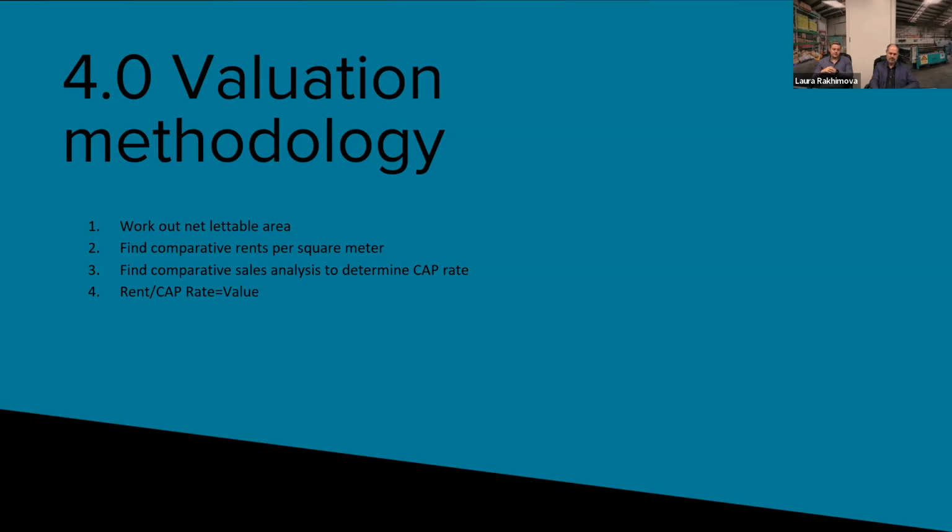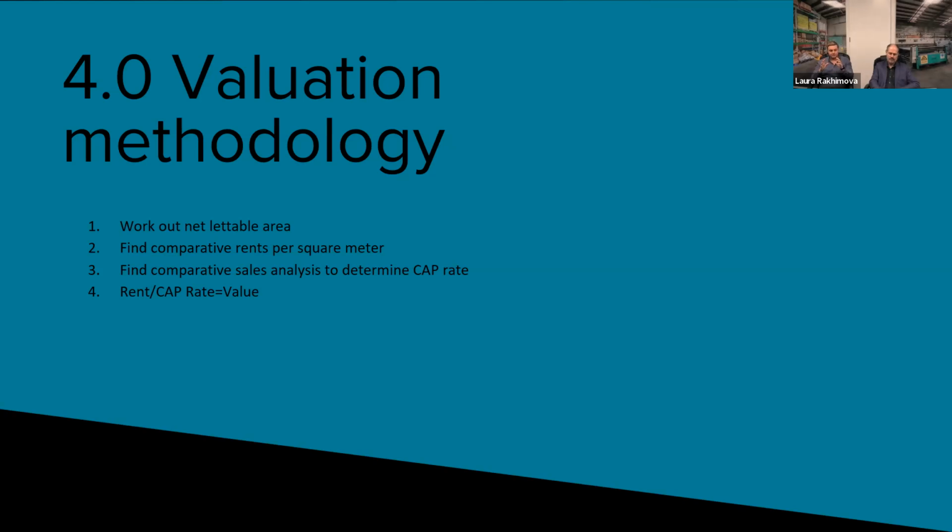The way that works is, number one, they work out the net lettable area. When they're looking at a property, they laser measure the site. They look at the yard, the amount of warehousing, how big the bathrooms are, how much office is there, how much mezzanine is there, and they apply that on a square meter basis. So how many square meters of each space is there? And then how much of that is net lettable, so how much of that is lettable to the tenant or future tenants in the building. So that's the first point.